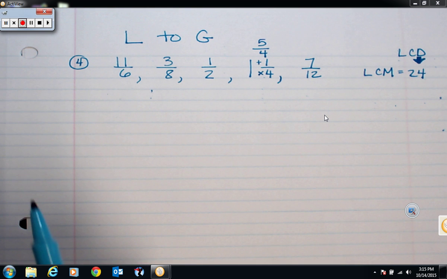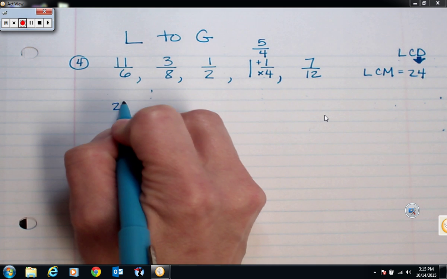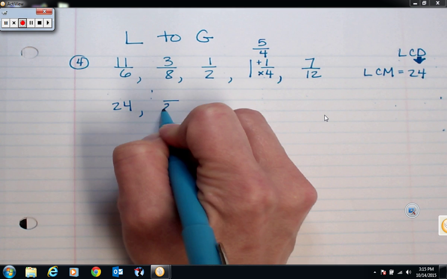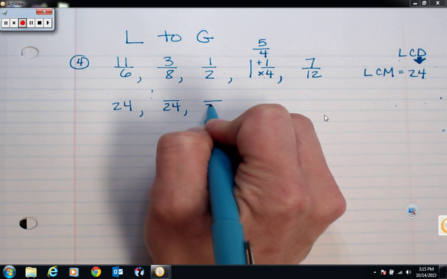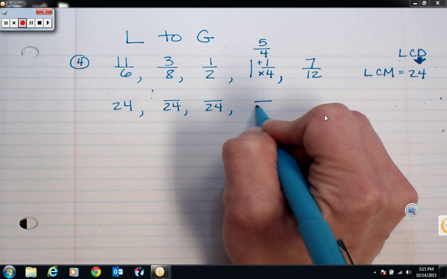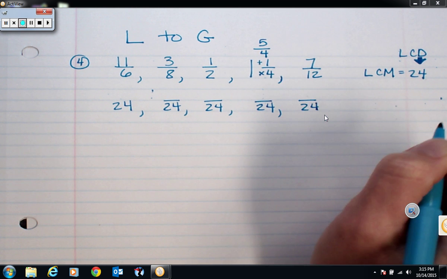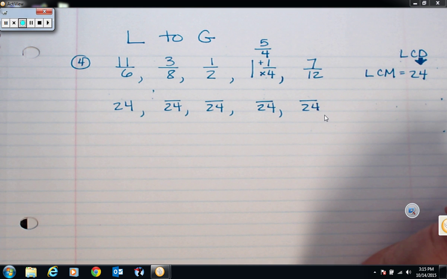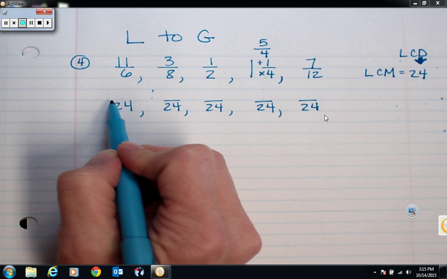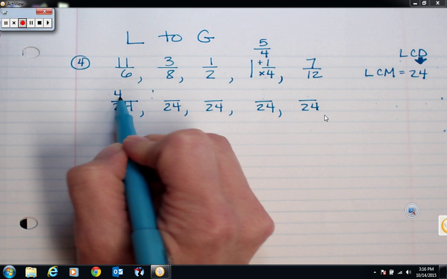So the next thing I want to do is change the LCD to 24. So I'm going to rewrite each of these fractions with a denominator over 24. Remember, if they're all with the same denominator, that means I'm comparing the same sized pieces, and it makes it a little more comparable. So 6 goes into 24 4 times, so 11 times 4 is 44.